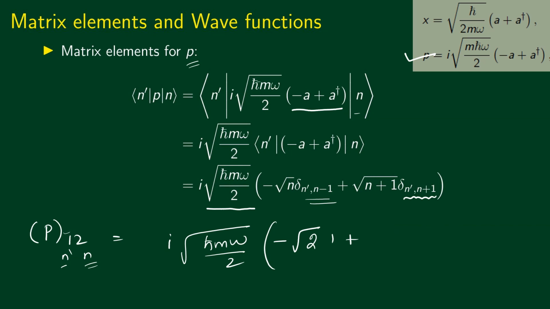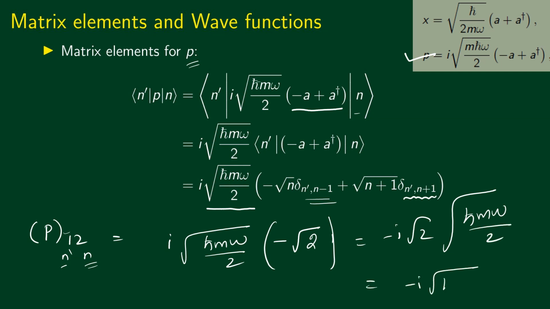Okay, so the 1, 2 matrix element of operator P in this basis, in the basis formed by the energy eigenkets, is equal to minus i root 2 times square root of h bar m omega divided by 2. Or this can be written as minus i square root of h bar m omega. In this way, we can find all the matrix elements of operator P that we need. I hope that the calculations are clear.